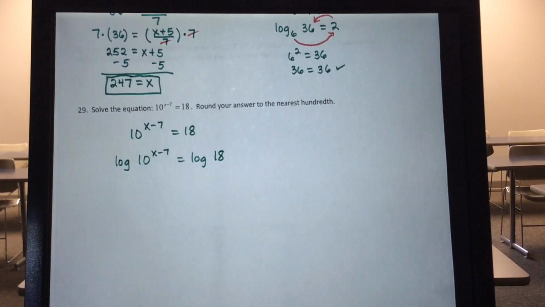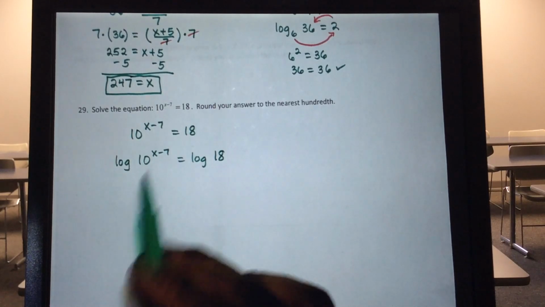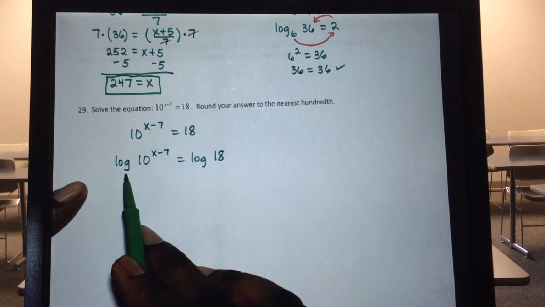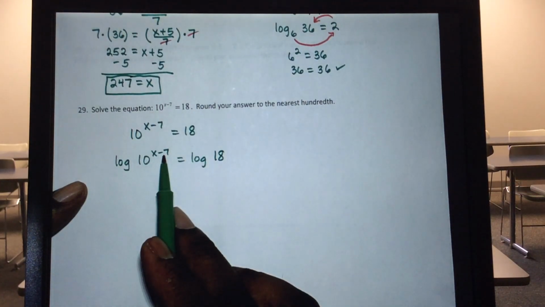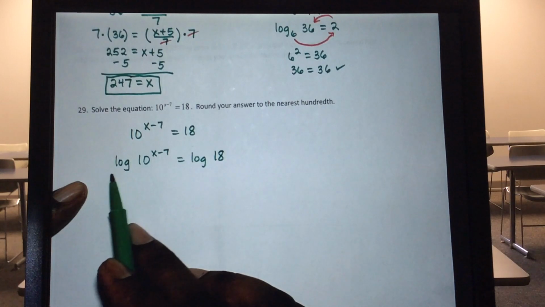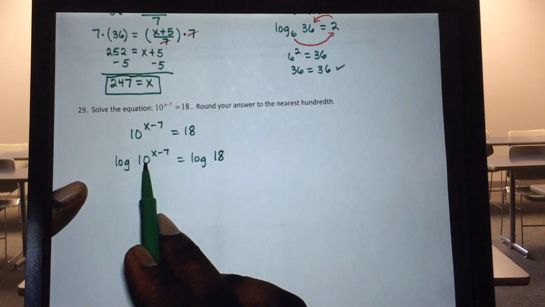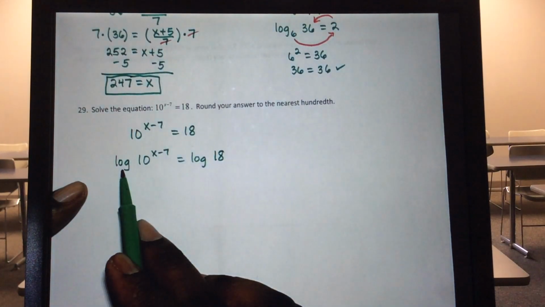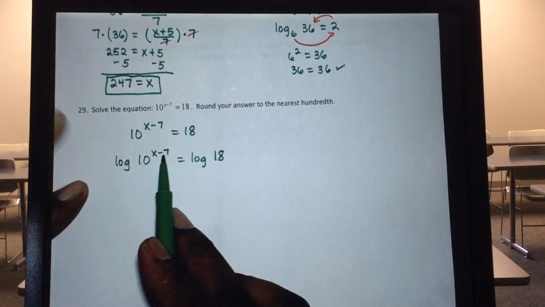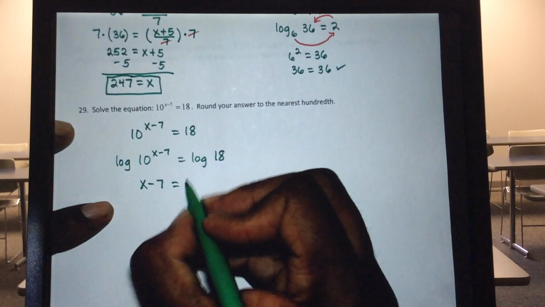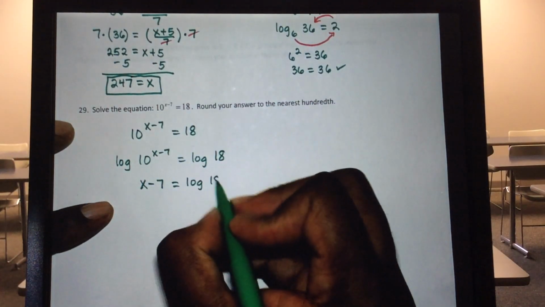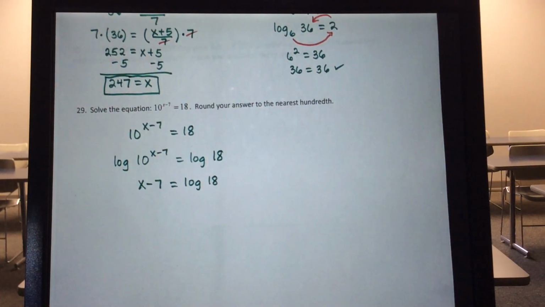Now, for log of 10 to the x minus 7, there's a property that states, for inverse properties of logarithms, if you have log of 10 to whatever your exponent is, it's going to be that exponent, because log to the base 10 and the base 10 itself are inverses. So log of 10 to the x minus 7 would be x minus 7. And that's equal to the log of 18. And now we need to solve this equation for x.